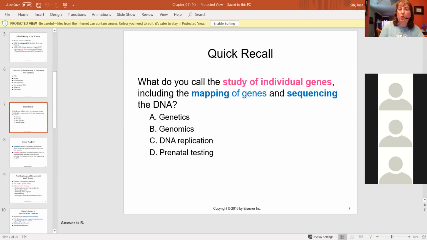Okay, what do you call the study of individual genes, including the mapping of genes and sequencing of DNA? This is genomics.